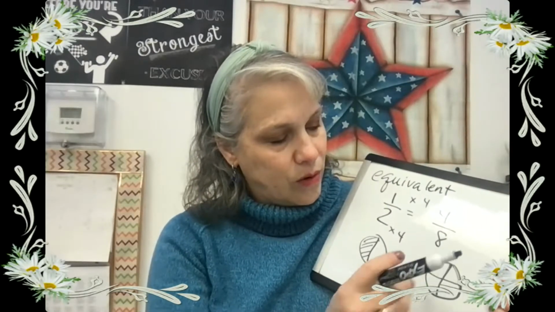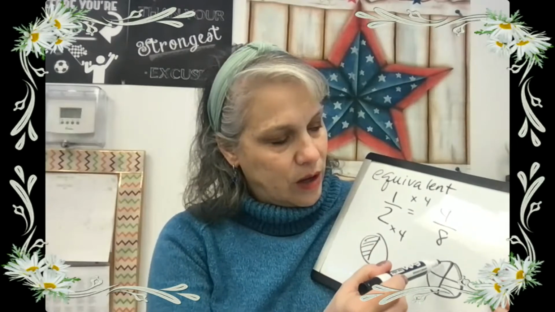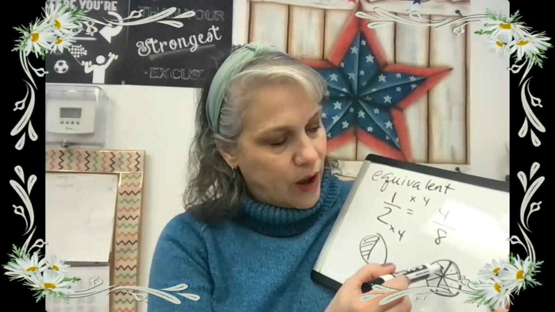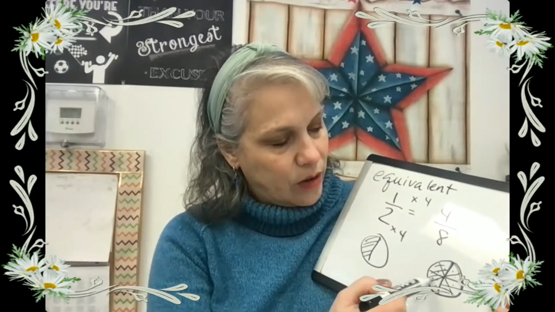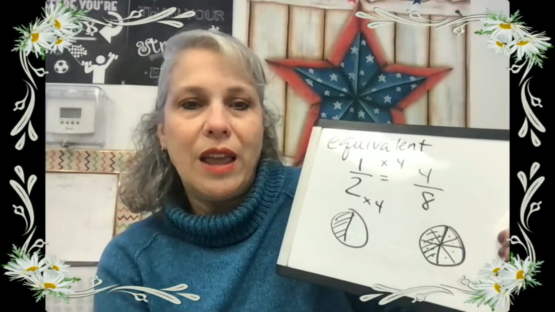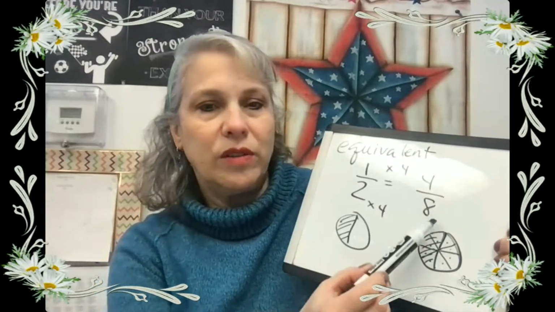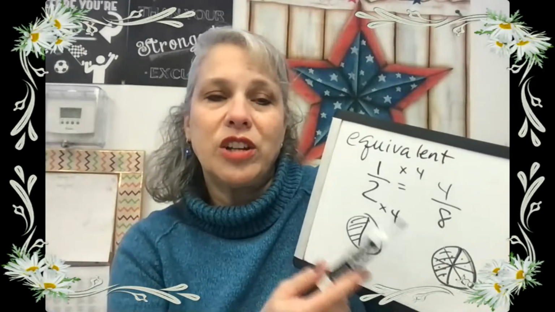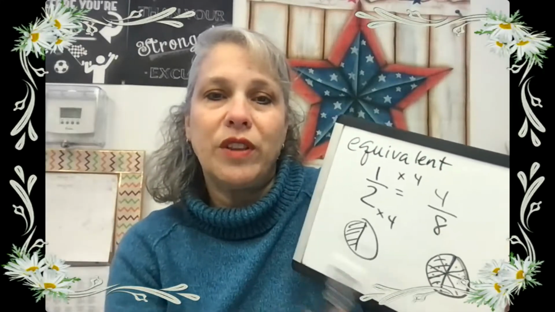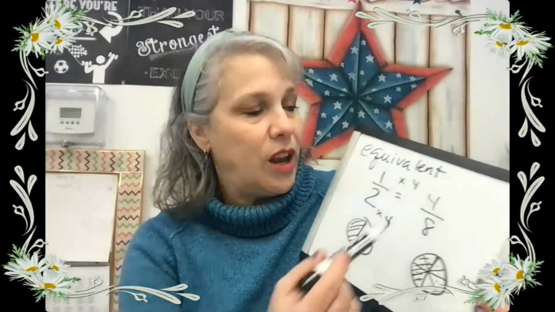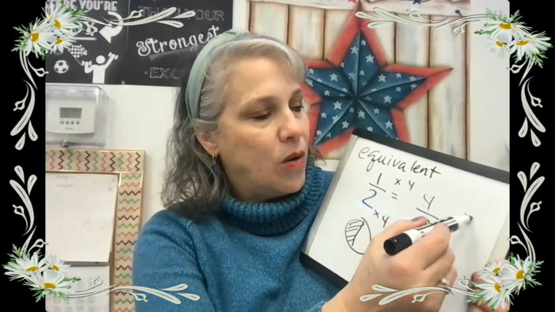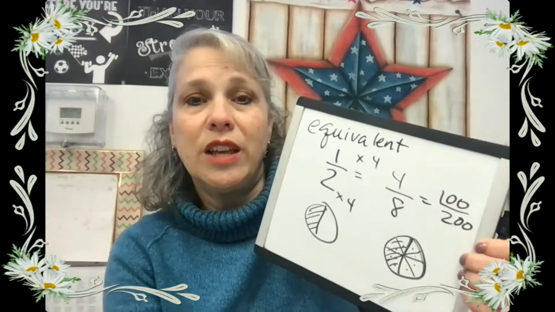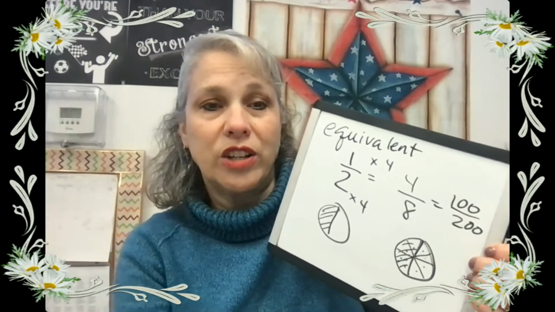So that's 4, let's see. Okay, so 1, 2, 3, 4, 5, 6, 7, 8. So if I color those in, 4/8. So 1/2 is equal to 4/8. So it's the same amount of pie, but the fraction itself looks different. They are equivalent values, but they look different. So I can make any amount of equivalent fractions, like 100 over 200 is also an equivalent fraction.